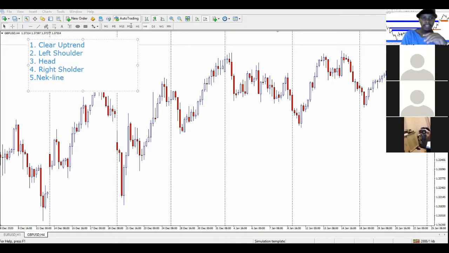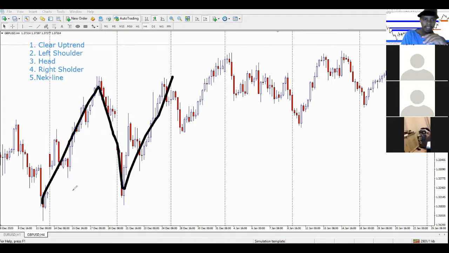Okay, the first thing that we have to satisfy is to have a clear uptrend. As you can see, it's making higher highs and higher lows. So the next thing I want to do, we can see that we have a clear uptrend. So in this case, we'll use our notes. It's a clear uptrend. Number one, we tick.